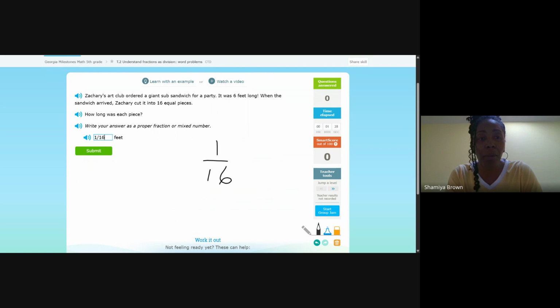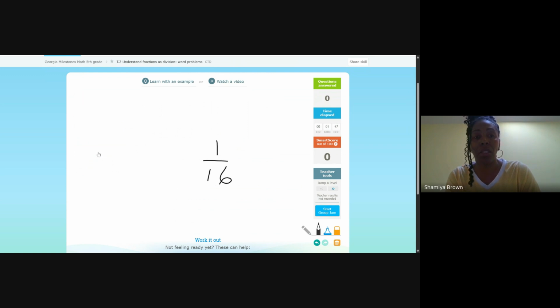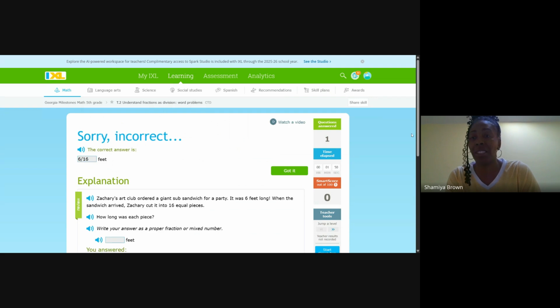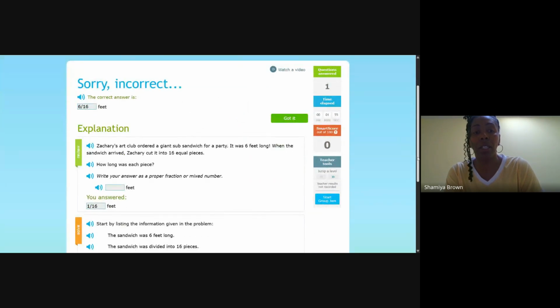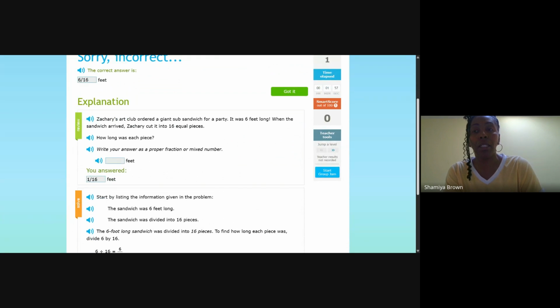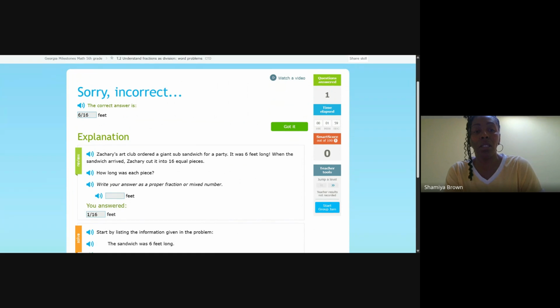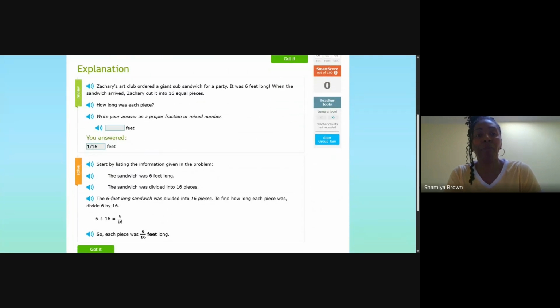Let me look back and read it one more time. His art club ordered a giant sub sandwich for a party. It was 6 feet long. When the sandwich arrived, Zachary cut it into 16 equal pieces. So one sandwich, cut it into 16 equal pieces. So 1/16 feet. Nope. 6/16. Oh, okay. So I get it. It's 6 of those. Let me read this explanation.